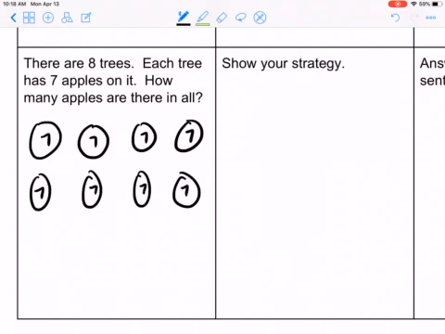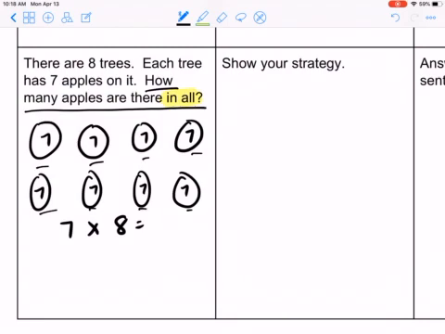This is what is super important. How many apples are there in all? How many are there in all? So we're trying to find the total amount. We have equal groups, and we're trying to find the total amount. So we need to multiply. So we need to do 7 times 8. Now you can add all these up.